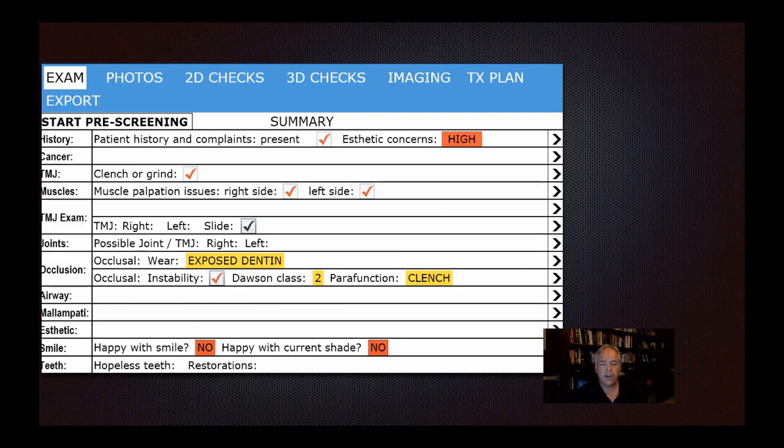So we do our exam. Again, aesthetic concerns are high. She does have a history of clenching and bruxing. She's got some sore muscles to palpation on both sides. She has some exposed dentin. She's clenching. Not happy with her smile or the shade. But the good news is the joint exam was really pretty good. Just a little bit of tension on loading that I could resolve with a little deprogrammer.